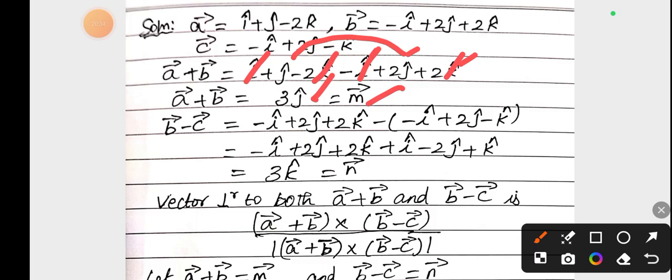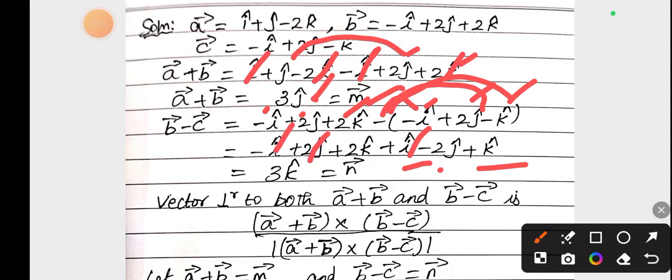Then B vector minus C vector: minus i cap plus 2j cap plus 2k cap, then minus of minus i cap plus 2j cap minus k cap. Can you multiply, children? Minus into minus plus, again minus into plus minus, minus into minus plus. Then minus i cap plus i cap gets cancelled, 2j cap and minus 2j cap get cancelled. 2k plus k is 3k. I am considering that as n vector.